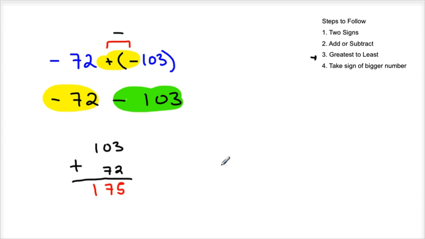175. Now again, my sign. Is it a positive 175 or is it a negative 175? Well, look at the bigger number. Is 72 bigger or is 103 bigger? In this case, the 103 is bigger. What's the sign that belongs to the 103? It's negative. Even in this example again, since they're both negative, it doesn't matter which one's bigger or smaller because they both have a negative sign. So my answer is going to be negative 175.